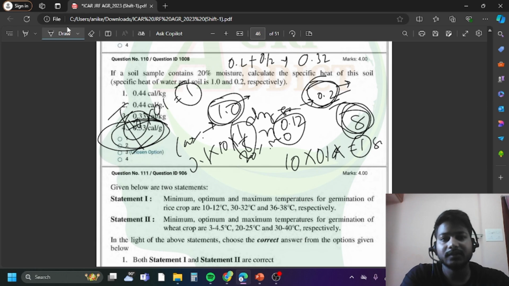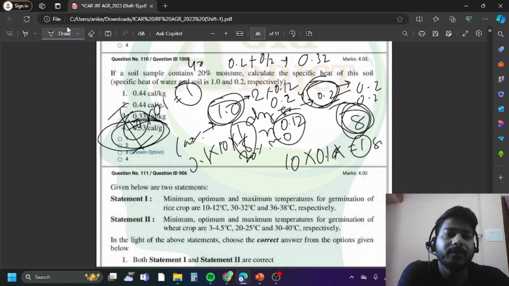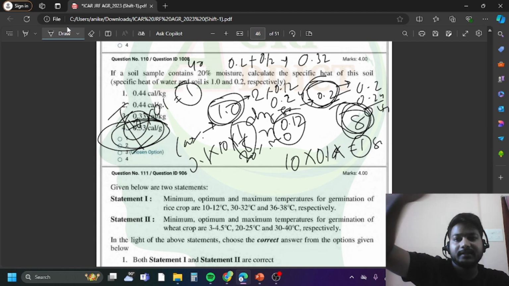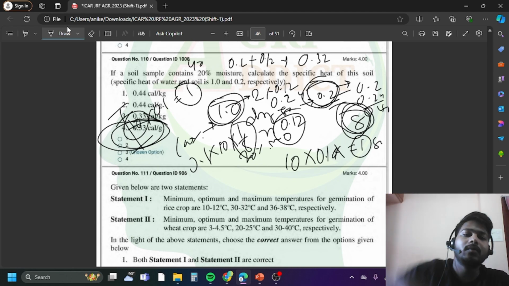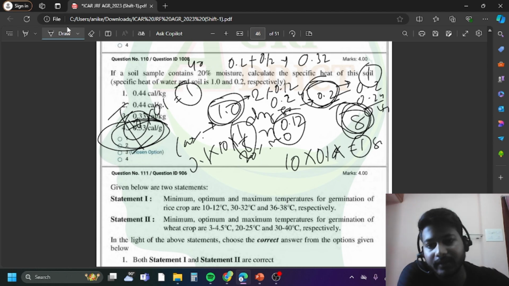Okay, so you just add on the 0.1. For example, if it is 40%, 40 means 2 into 0.12, that is 0.24. So 0.2 plus 0.24 is 0.44. Like that you should do 40, 60, 80, 100. When it is 100, it will become 1.